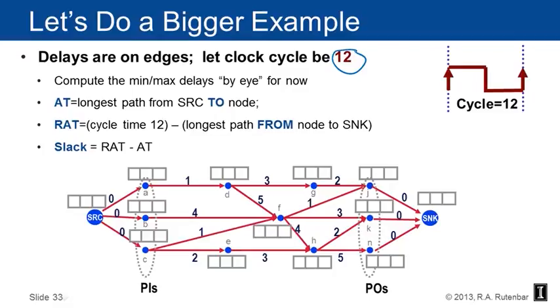So the primary inputs here are really A, B, and C. The primary outputs here are really J, K, and N. And there are little gray boxes by each one of these, which is where we're going to fill in all the values. So let's remember that the AT is the longest path from the source to the node. The RAT is 12, the cycle time, minus the longest path from the node to the sink. And the slack is the RAT minus the AT. And for now, the problem is small enough, we're just going to look at the minimum and maximum delays one node at a time. We're just going to figure it out and write it down.